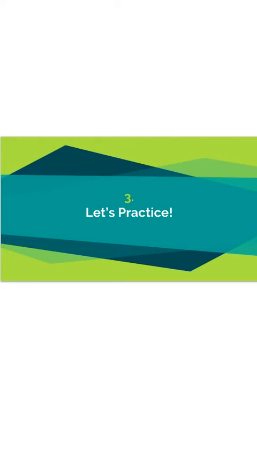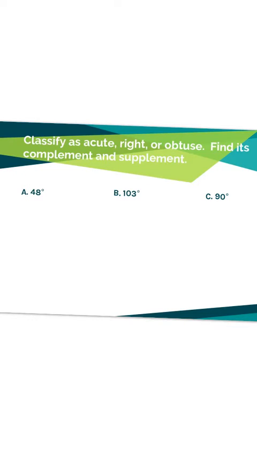Now let's practice. The directions are to classify each angle as acute, right, or obtuse, then find the complement, and then find the supplement. Remember, complement means it adds up to 90 degrees, and supplement adds up to 180. So first, when you look at 48 degrees, we know that that is less than 90 degrees, so that is an acute angle.